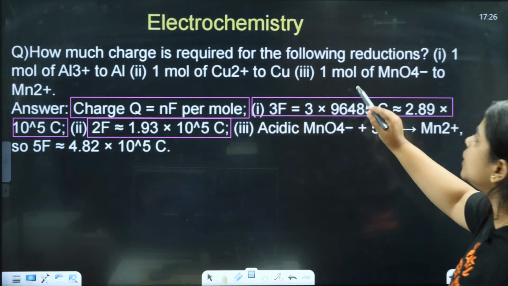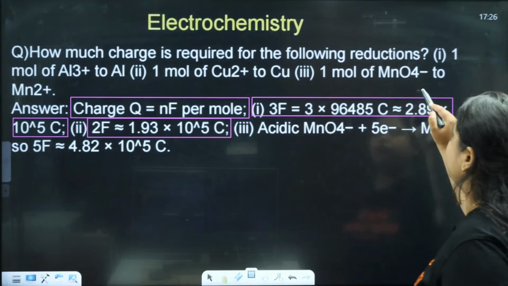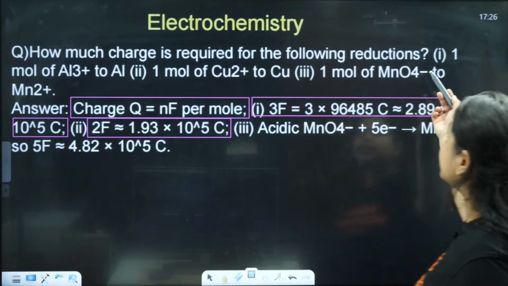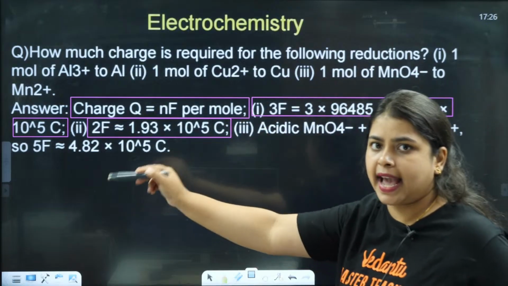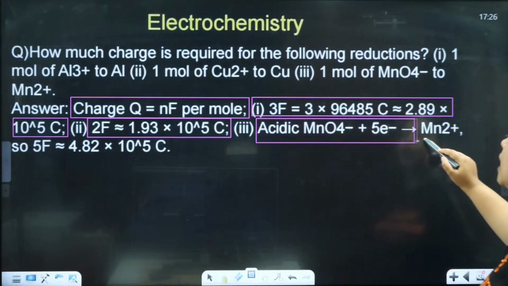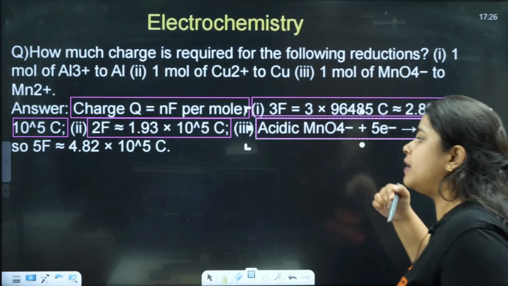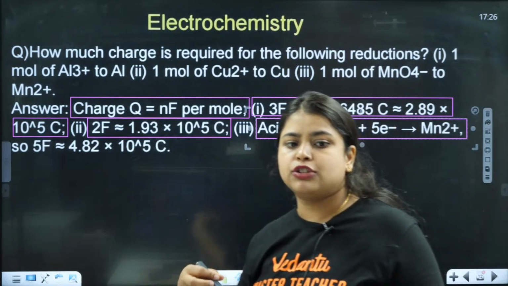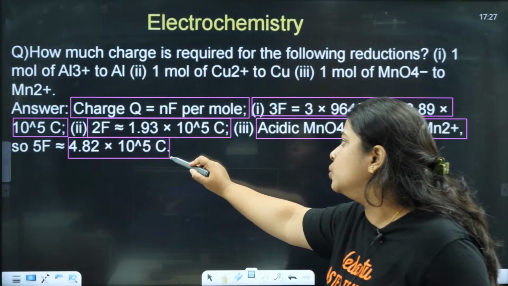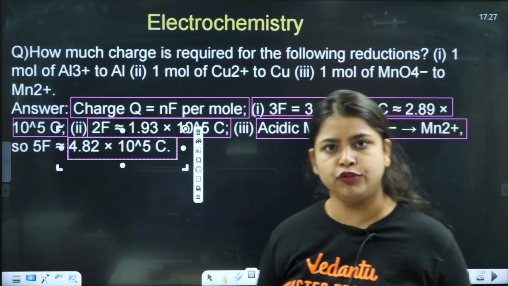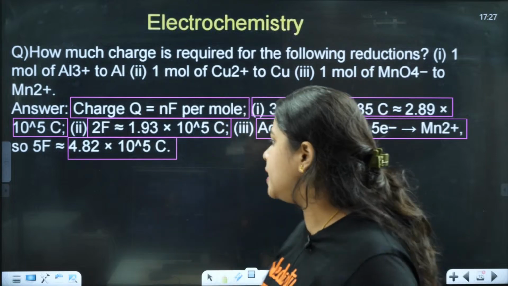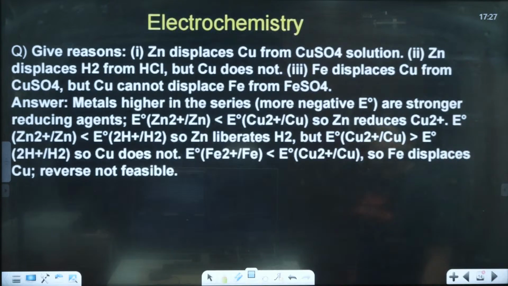Third one is 1 mole of MnO4 minus to Mn2+. Here, in acidic medium, MnO4 minus takes 5 electrons. 5 electrons are being taken. Then the charge will be 4.82 into 10 raised to 5 coulomb. Next question.